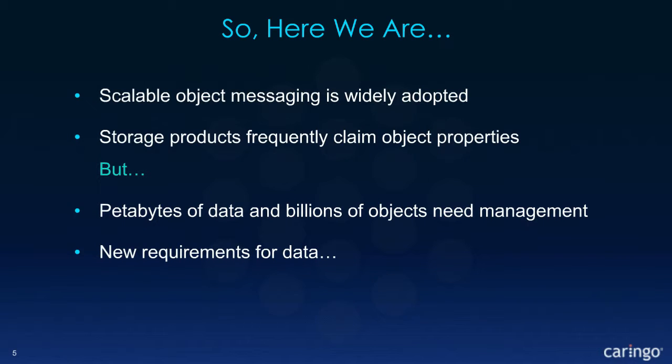So here we are in the market. Scalable object messaging is widely adopted. We see products, and there's quite a few of them, that have the scale out messaging to them. But I would just like to plant a flag here that many of them use very older generation or traditional systems like relational databases and hierarchical traditional file systems. And the object messaging, and indeed the object front end, is just a layer on top of that. We've seen that happen pretty steadily since the beginning.